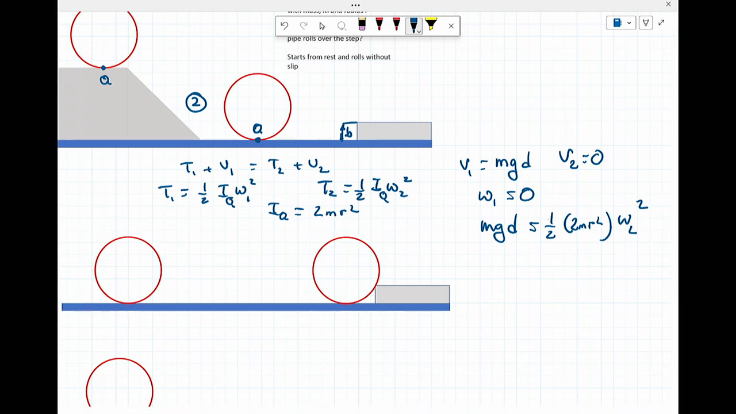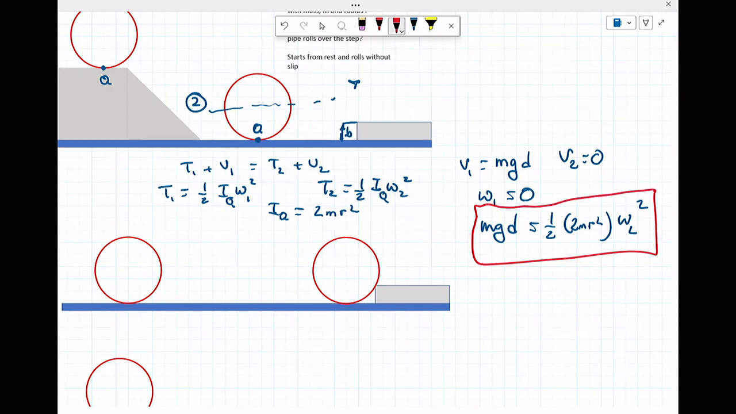So after it rolls down from the top to the bottom, it has its initial potential energy, which is mgd. It has its final kinetic energy, and the datum for this is, of course, the center of mass. So you have to do everything with respect to the center of mass. So you have the first relationship between the initial position and the drop. You have a relationship between d and omega 2.